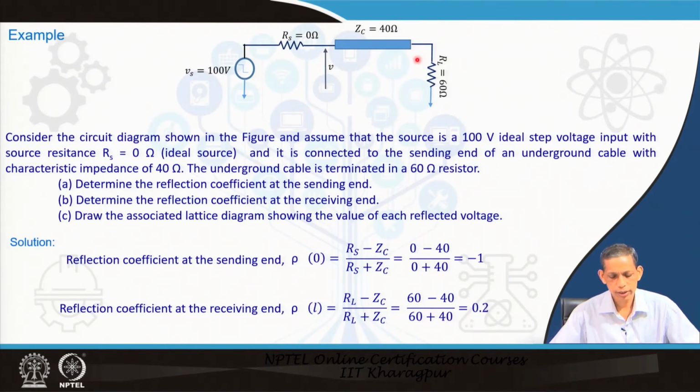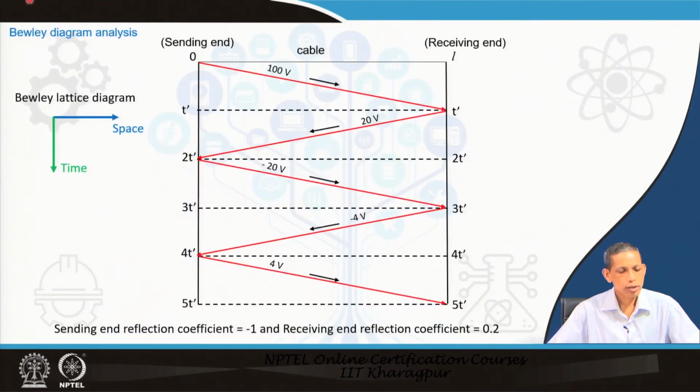So, you consider here that only 20% will be reflected, and the rest will go into the system. Let us consider what will happen to the voltage. So, a 100 volt step input was given.